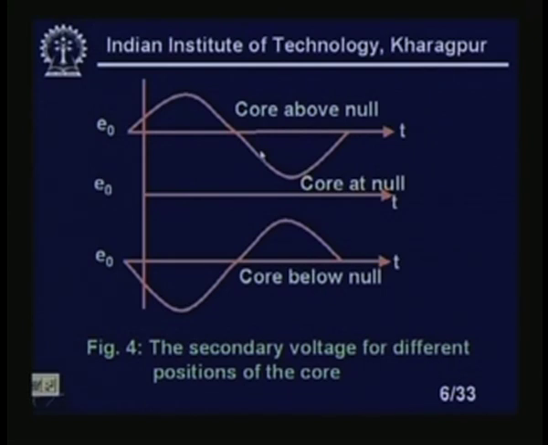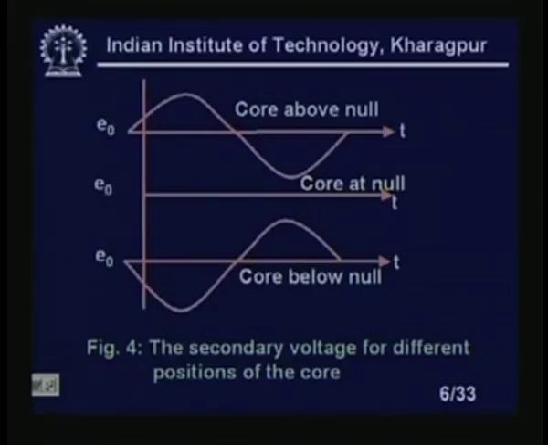Got it? This is necessary, because in some situations I must know in which position the core lies, whether it is above null or below null. You see here what will happen, we are getting it like this. So, you see these two are exactly out of phase, that means 180 degrees out of phase. There is a phase difference between the excitation voltage and this, and the excitation voltage and this, but these two voltages, when the core is above null and when the core is below null, are exactly 180 degrees out of phase.